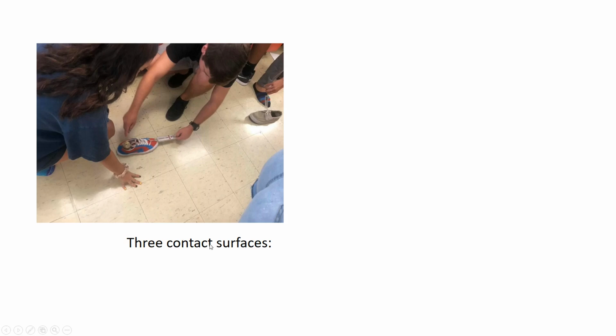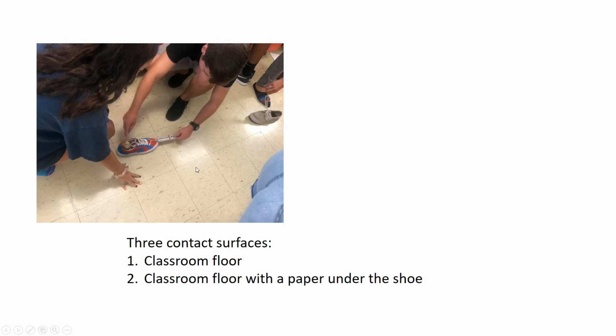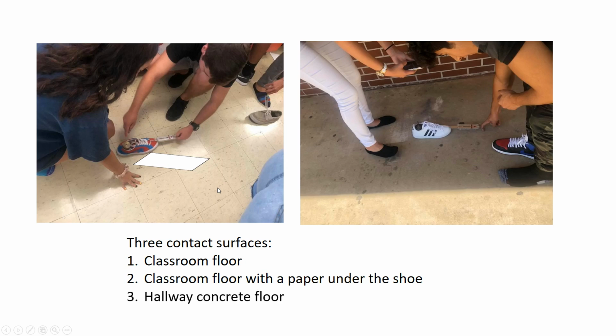So there are 3 contact surfaces on which this lab is going to be conducted. One is the classroom floor. The second one is the classroom floor with a paper under the shoe. And the third one is the hallway concrete floor. So here we have a smooth surface, which you will make even smoother with a piece of paper between the shoe and the classroom floor, and a rough surface, which is the concrete floor.